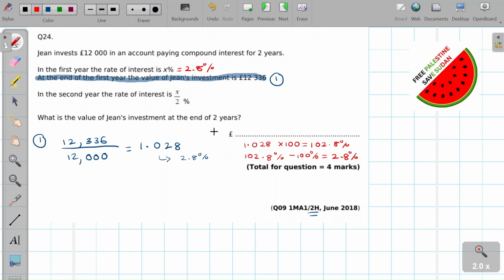In the second year, the interest rate is X over 2. So this is my, actually I should say the red one is my second calculation. So this is my third calculation. So X over 2 is going to be 2.8 divided by 2, which is 1.4%.